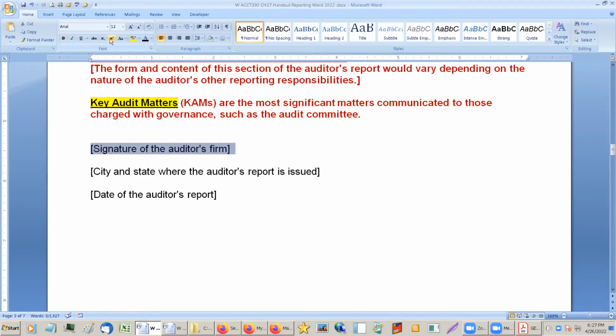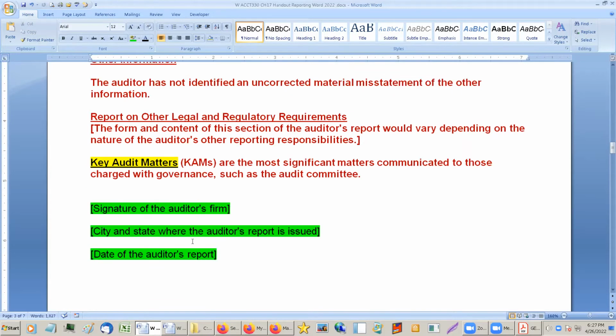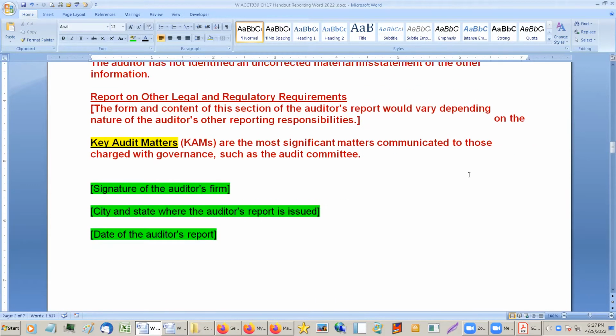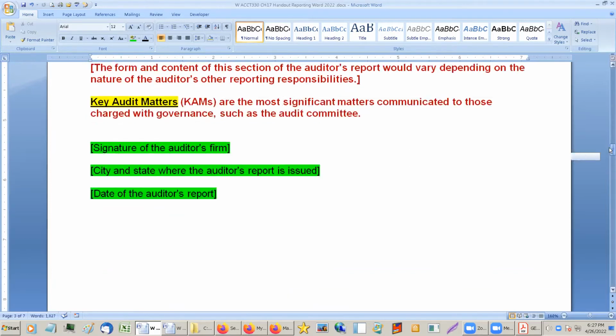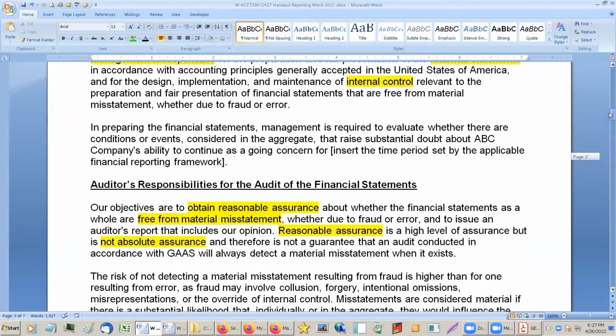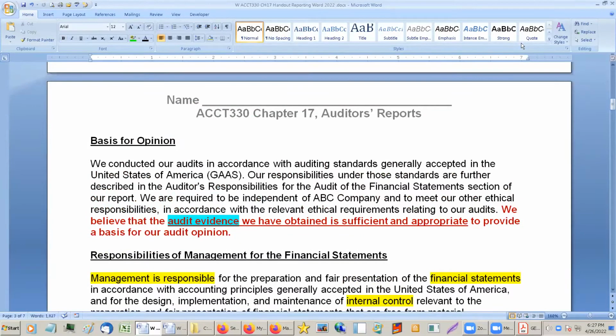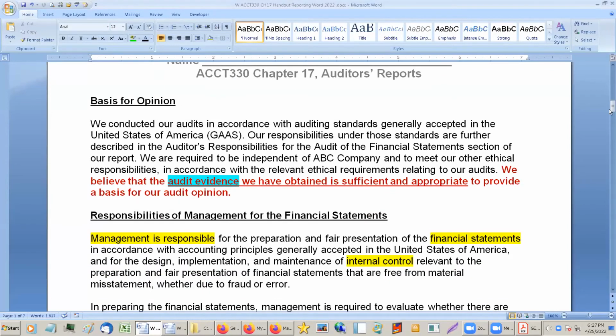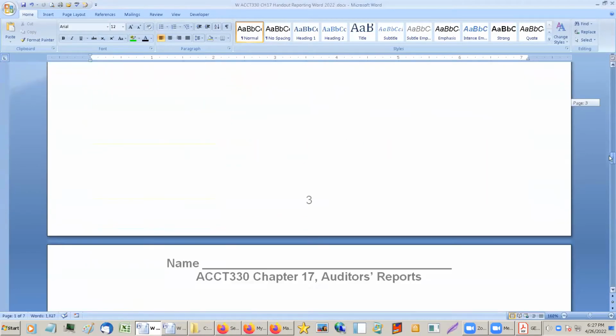Signature of the audit firm, no surprise there. The city and state the audit report is made in, the date of the audit report. So that is the AICPA audit report. We've kind of gone over this before. There are some people using the one that has the opinion at the end, but it looks like they, along with the PCAOB, are now putting it in the front. So I would assume that this is going to be the way it is in the future.